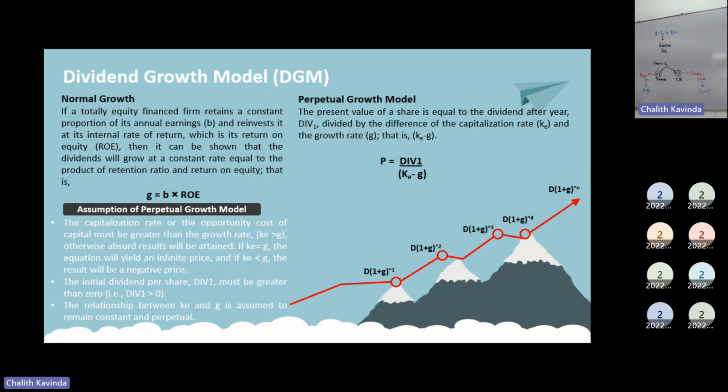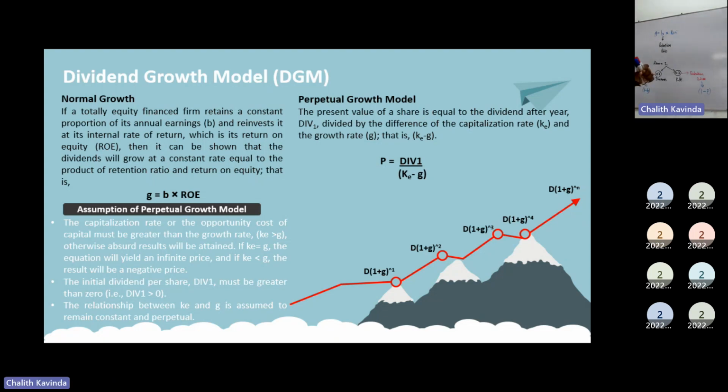So we'll do a question. Here you could see it says the present value of a share. The present value of a share is equal to the dividend after a year divided by the capitalization rate minus the growth rate. This is the formula that we are using. I will explain how it happens and when to use it. Just to get this understanding, this is the formula that we are using if the dividend will be increased till perpetuity or till infinity.